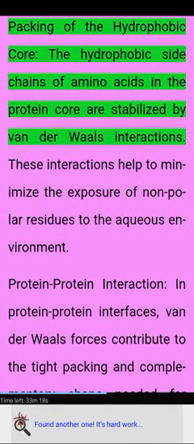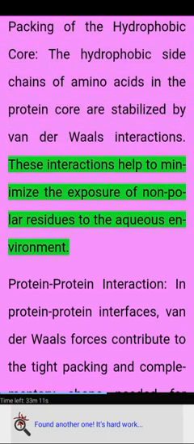Packing of the hydrophobic core. The hydrophobic side chains of amino acids in the protein core are stabilized by Van der Waals interactions. These interactions help to minimize the exposure of nonpolar residues to the aqueous environment.